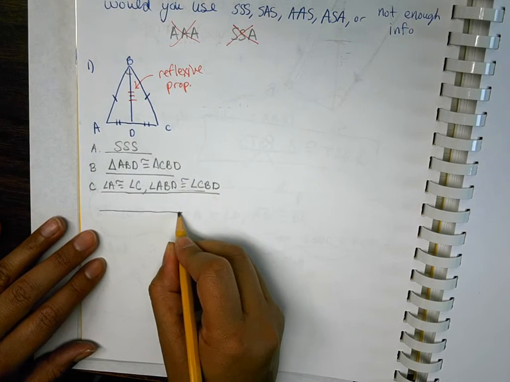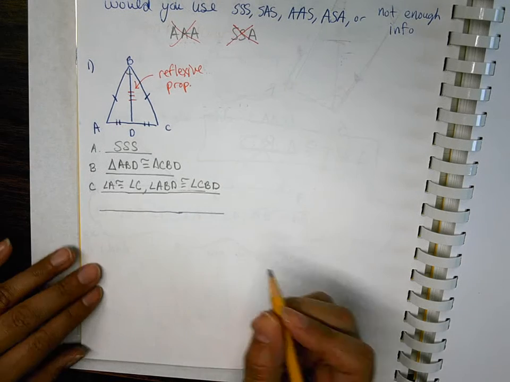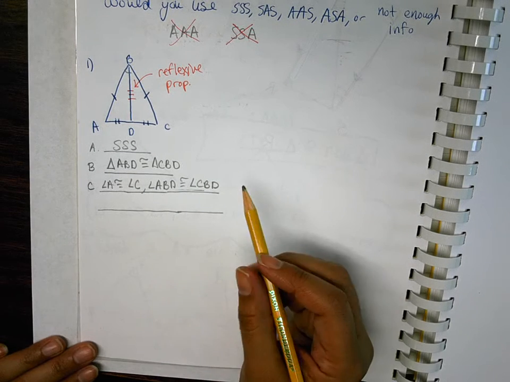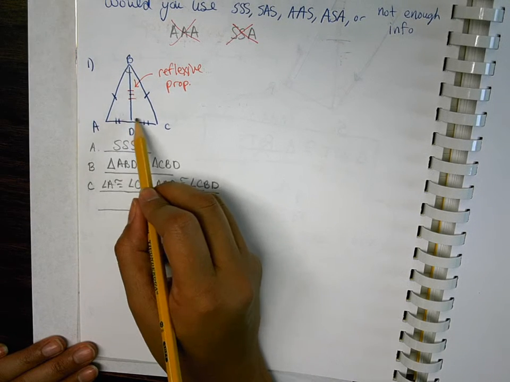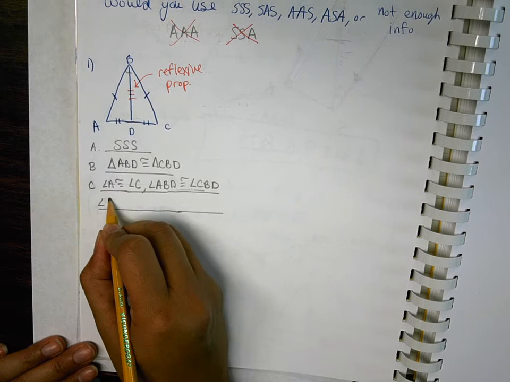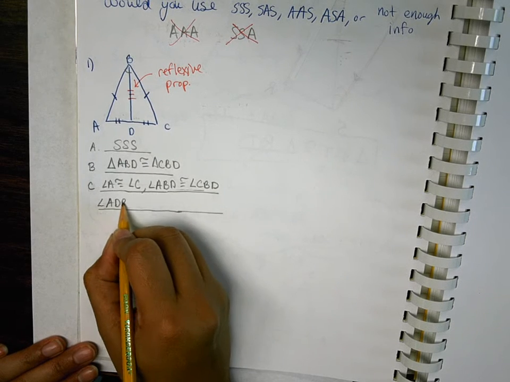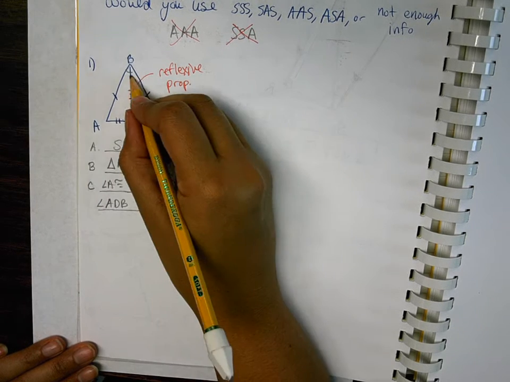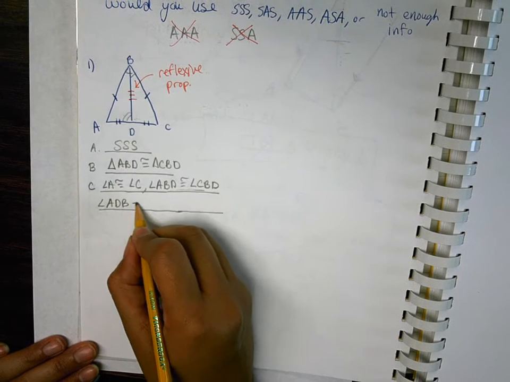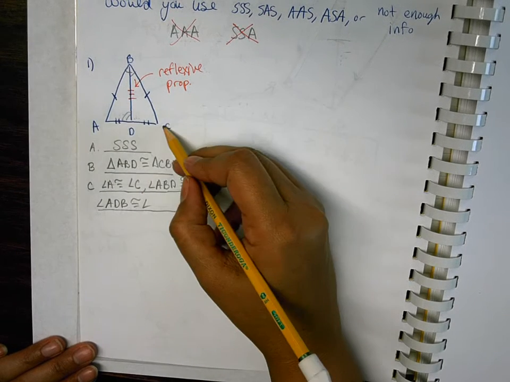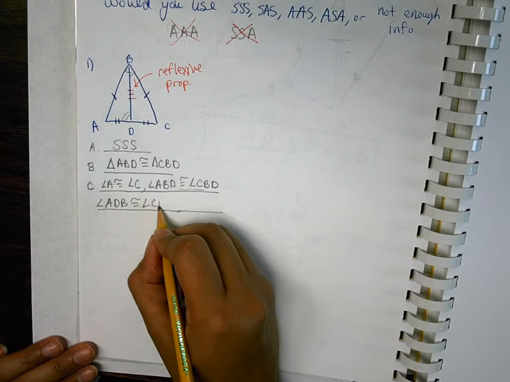Is that all of them, or are there more? These down here, can I call them angle D? No, it's angle ADB. Angle ADB is congruent to angle CDB.